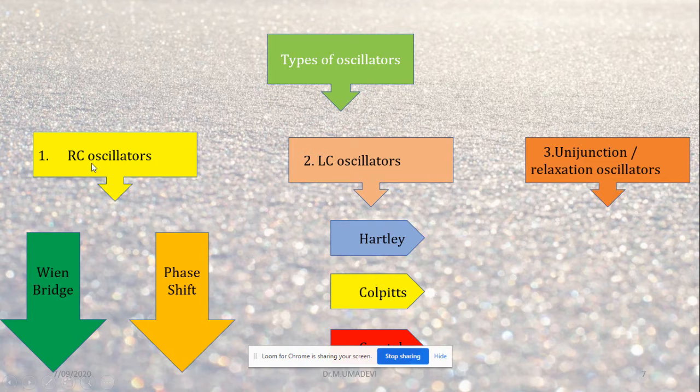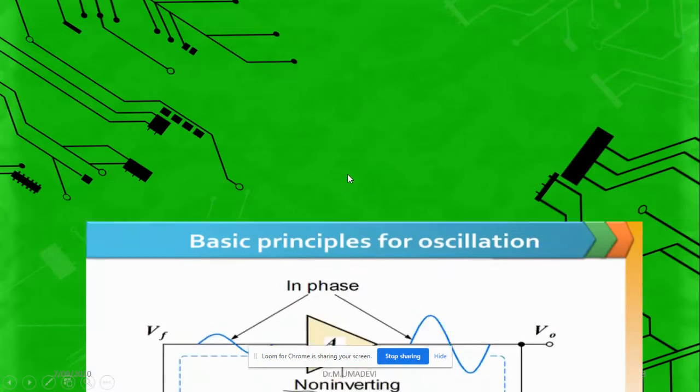Let me repeat it. RC oscillators, LC oscillators, and unijunction or relaxation oscillators. In RC we have two types, Wien's bridge and phase shift. In LC we have three, Hartley, Colpitts and crystal oscillators. Out of these, we'll see only the phase shift oscillator today. RC means a combination of resistance and capacitance network. LC means a combination of inductance and capacitance network.